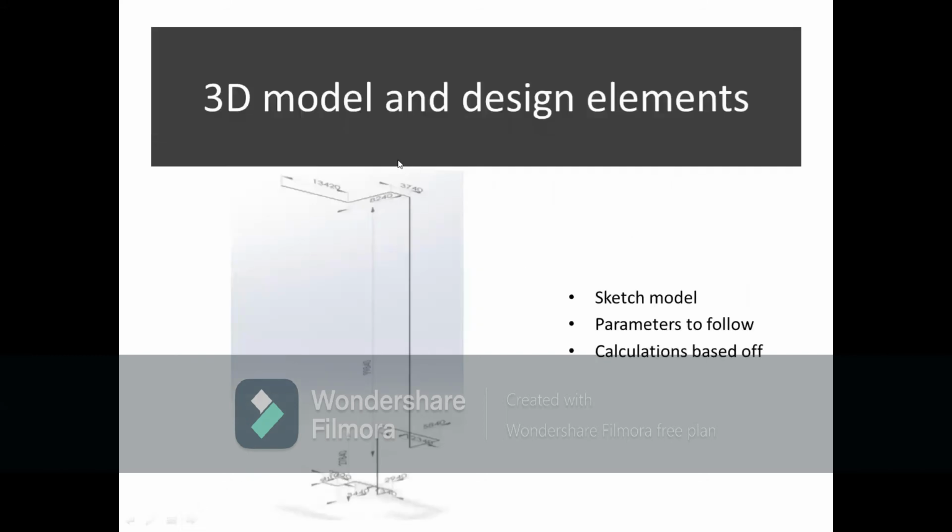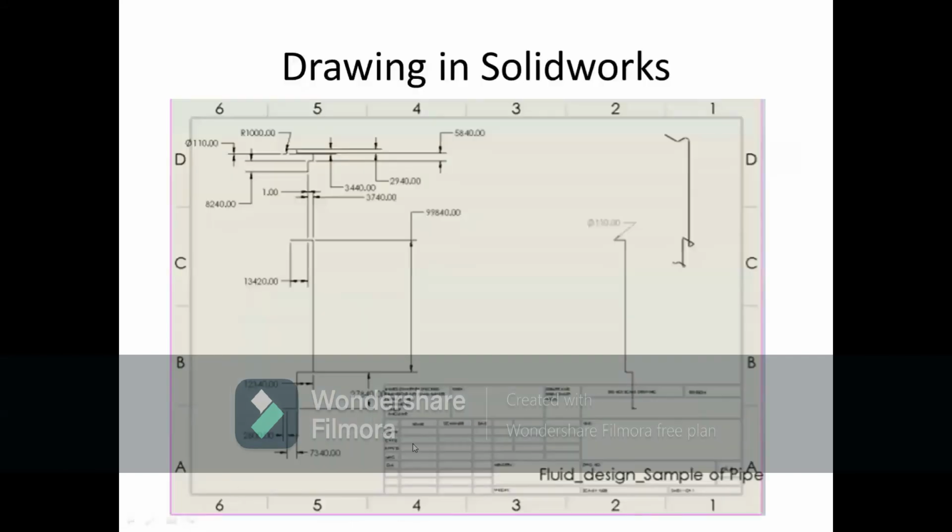Following this, we have the 3D model and design elements. As you can see here, the picture of the sketch model gives the parameters to follow, and also calculations will be based off this as we use these parameters to follow for our designs in the 3D model. Here we have the drawing in SolidWorks. This is the model described in the drawing, following all the parameters, as you can see here, based on the exact dimensions that are given.